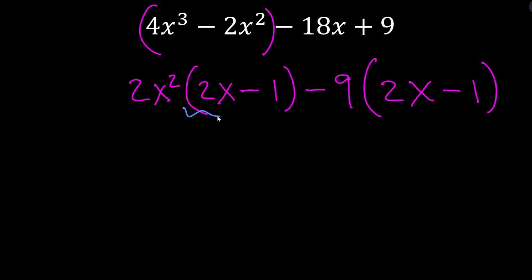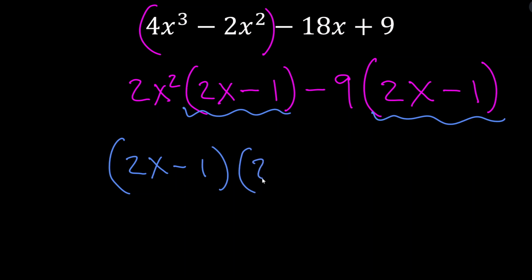All right, sorry if I digressed. We're going to take out this common factor of 2x minus 1 out front. And what we are left with is 2x squared minus 9. This is almost a difference of perfect squares. If that 2 was not there, then it would be, and I would factor down further. But since it is, I'm just not going to worry about it.